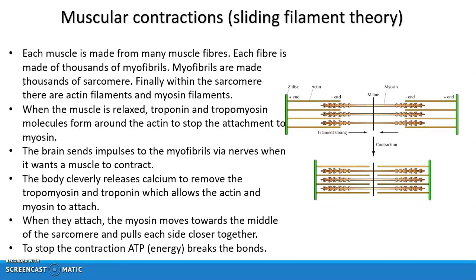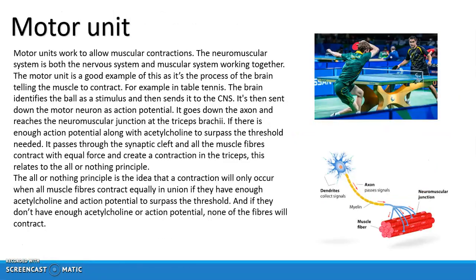When they attach, the myosin moves towards the middle of the sarcomere and pulls each side closer together, which ultimately causes the contraction. To stop the contraction, ATP, which is energy, breaks the bonds, and the troponin and tropomyosin return.